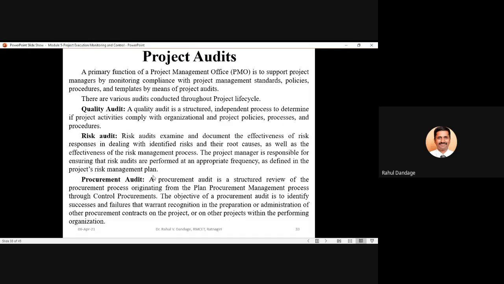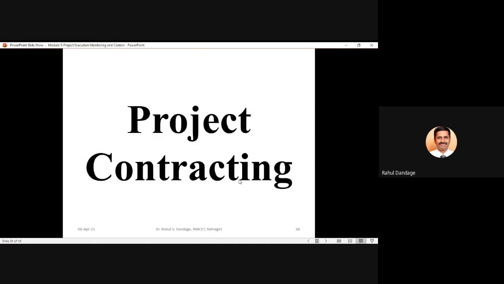So this procurement audit will be helpful in identifying the preparation of the procurement process for a particular project and also for all similar projects which are undertaken by that particular organization. The next part is understanding project contracting, which we will discuss in the next session.